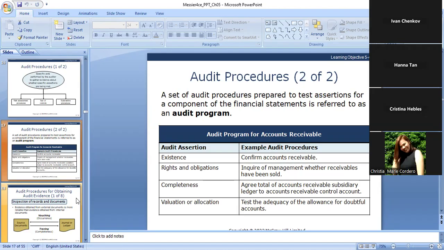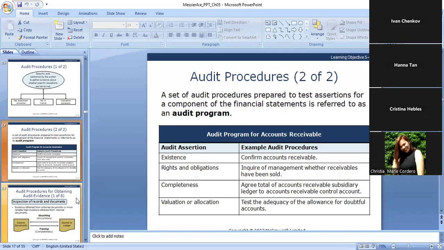What will be the evidence is a different story. Evidence will be the third-party letter that confirms that balance. Rights and obligations: the example for an audit procedure will be to ask management whether the receivables have been sold. What will be the evidence is a completely different story. So you understand now: assertion, procedures, evidence.